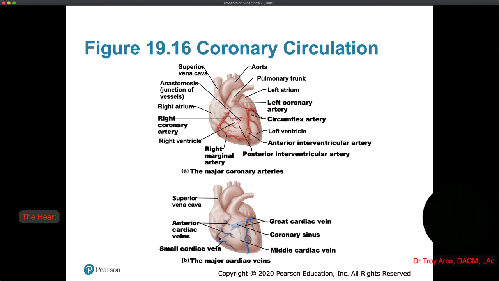Moving up, you have your major coronary arteries. This is your right coronary artery. This is your right marginal artery, which is a branch of the right coronary artery. You have your left coronary artery and your left circumflex artery. And it's also your left anterior descending artery, which is where more myocardial infarctions occur.